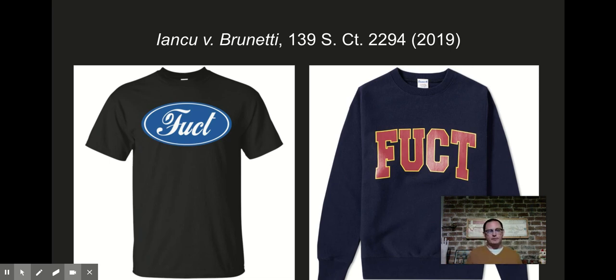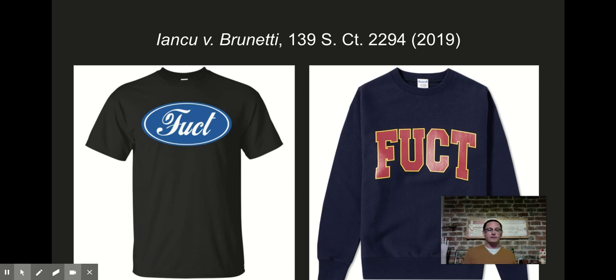He tried to register the brand name FUCT, or fucked, as you might pronounce it phonetically, and the USPTO refused to register. That was appealed all the way up to the Supreme Court as well. And ultimately, the court said that limiting people's speech on the ground that the word they want to use is scandalous is also not consistent with the First Amendment.